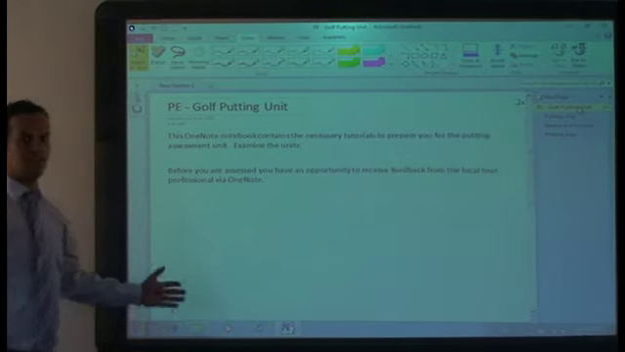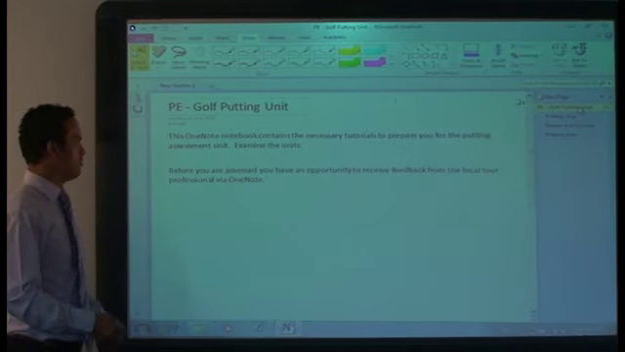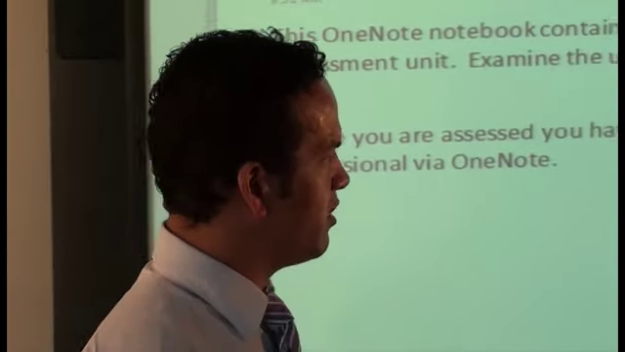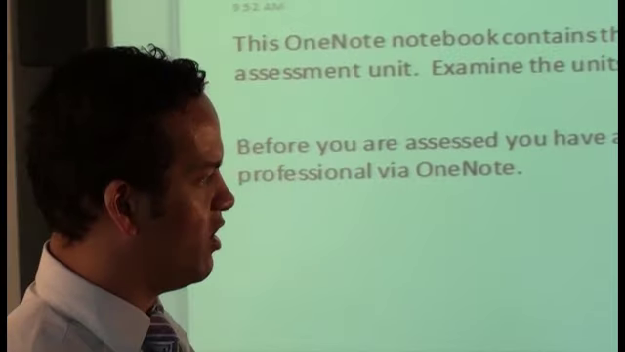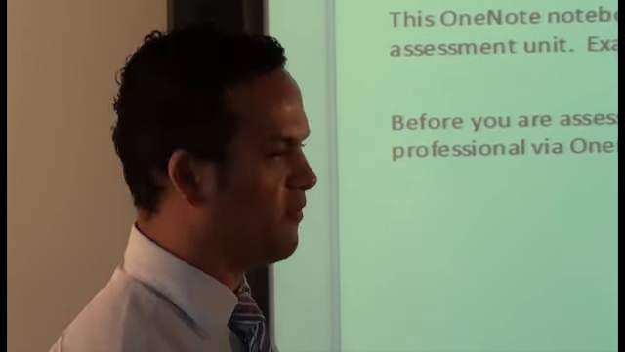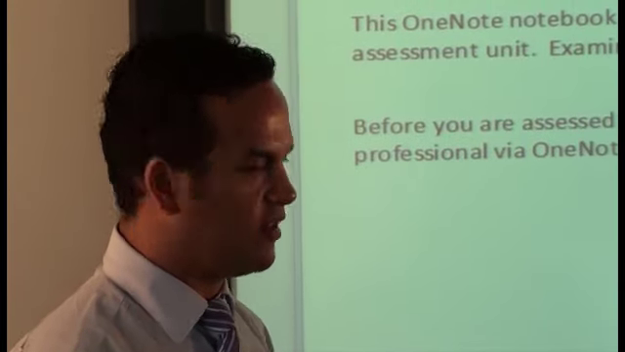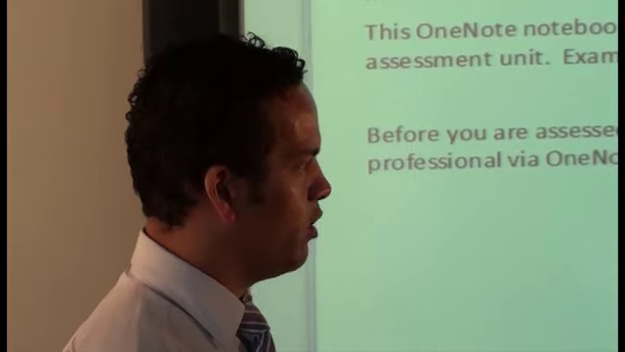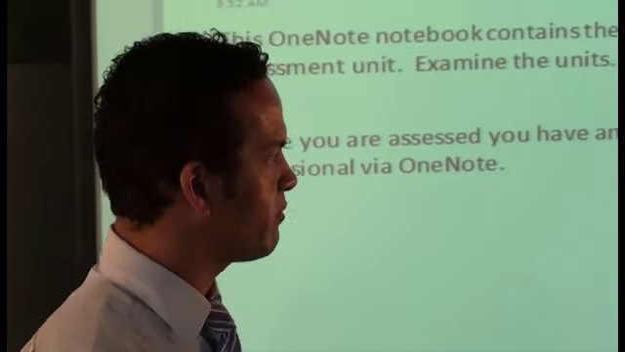Now if we go back to the first unit, it says, before you are assessed, you have an opportunity to receive feedback from the local tour professional via OneNote. So not only will the teacher be able to check it, the student will be able to put some photos on, maybe some video, and then send it off to the portal so that the local tour professional can have a look and make some comments on it. Now the local tour professional can just write over it, record some audio, or give them feedback through video.